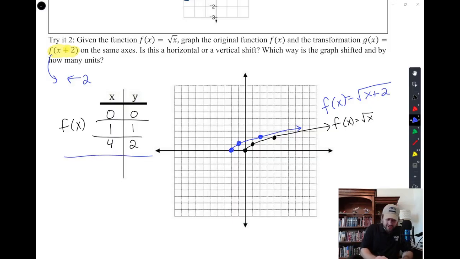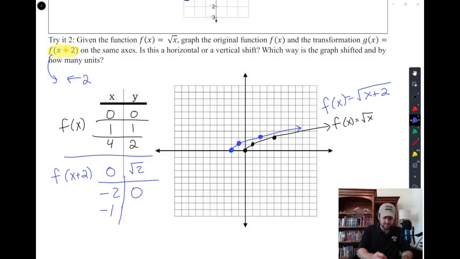If you wanted to plug and chug some points, f of x plus 2, you could. So if you plug in 0, you get the square root of 2, which isn't as helpful for graphing. But if you plug in, let's say, -2, then you get 0, which looks like a point on our graph. And if you plug in, let's say, -1, you get 1, which is a point on our graph. And so the horizontal shift sends it to the left or the right.